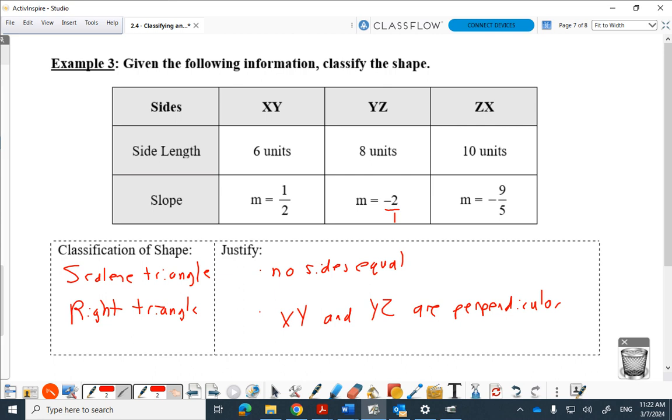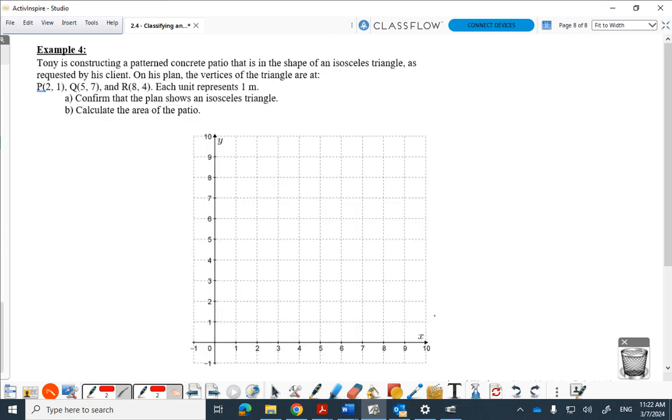Tony is constructing a patterned concrete patio. So in his backyard, he's got some concrete set out so he can have a barbecue, have some friends over. It's not all grass, it's a patio. In the shape of an isosceles triangle. Ooh, they're telling me this is an isosceles triangle. On his plan, the vertices are 2, 1. Okay, friends, I hope you're good at graphing points. I hope I don't have to go over this anymore. If not, boy, you better get that nailed down.